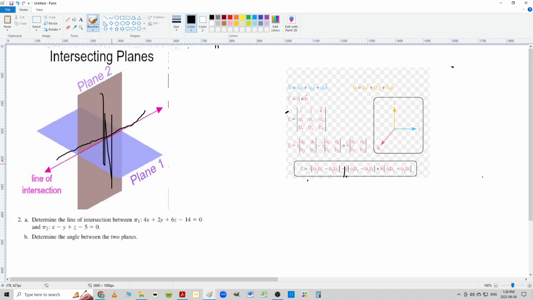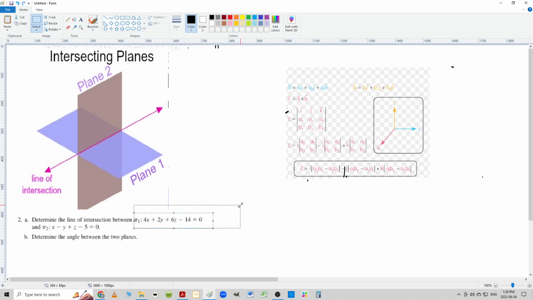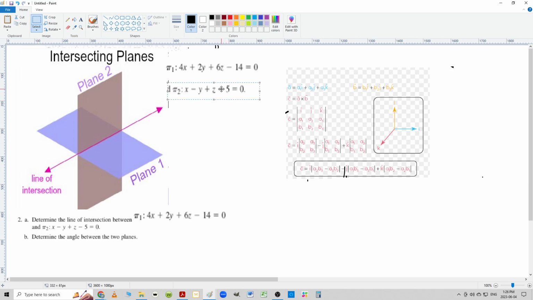The other thing about this line is it's parallel to both plane 1 and plane 2. Now, when they give you these two planes like this, we can write down the plane value of this one and the plane value of this one. Plane 1 and plane 2. It doesn't matter whether it's the brown or purple. But the normals are right in there.